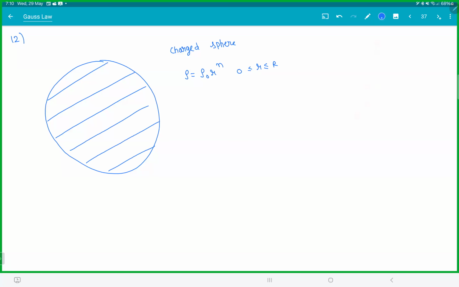Now look at this charge distribution here. When r is 0, the field is 0. Go out, a little increase, then more, and then more. So as you go outside, the field is becoming more and more. The radius is R. Find the electric field as a function of r, where r is the distance from the center. This is for n not equal to -3. You will see why.